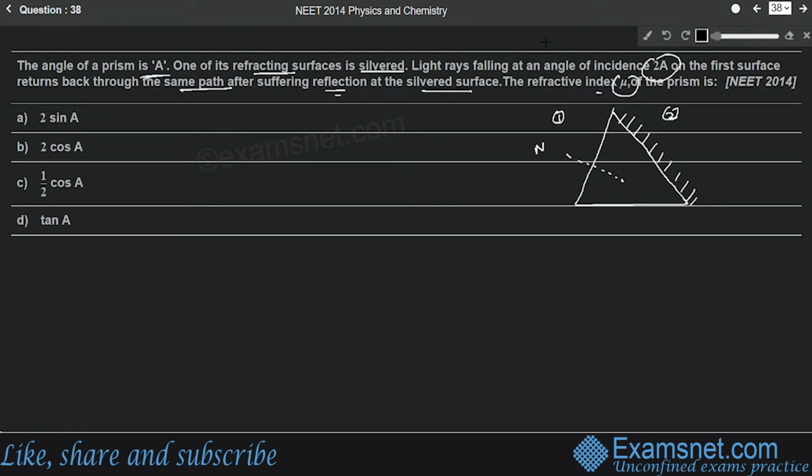Now, the ray of light will strike the first surface here. It will make an angle known as the angle of incidence, which is given as 2A in the question. Then it will make an angle R1 after getting refracted from this surface. So this is angle R1.